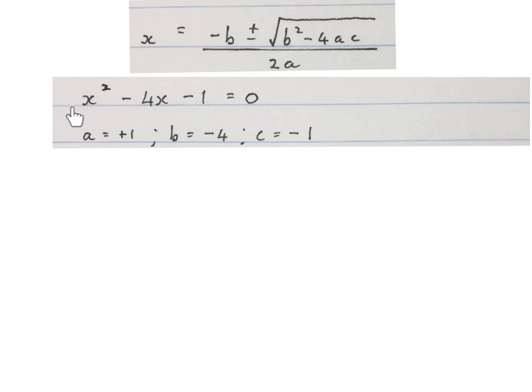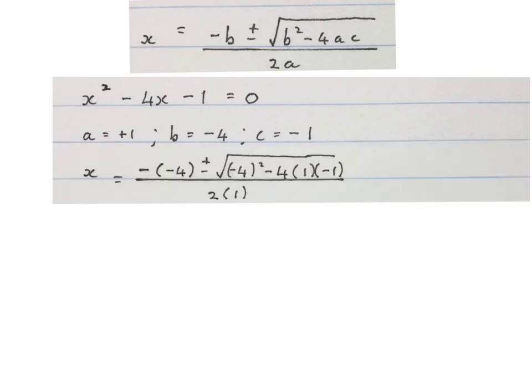A is the thing in front of the x squared with its sign. The b is the thing in front of the x with its sign, and the c is the thing at the back that has no x attached to it. Then write down the quadratic formula, which I'm not going to do. Then substitute these values into the formula in brackets with their signs. Then remember, there's a plus and minus here, so there are two sums in here.